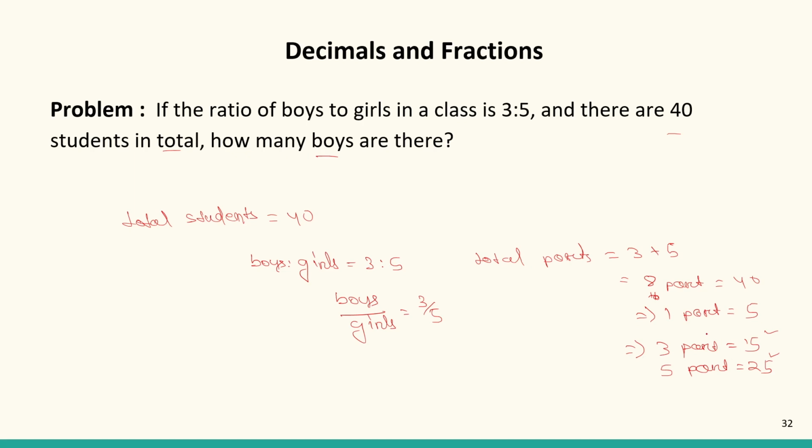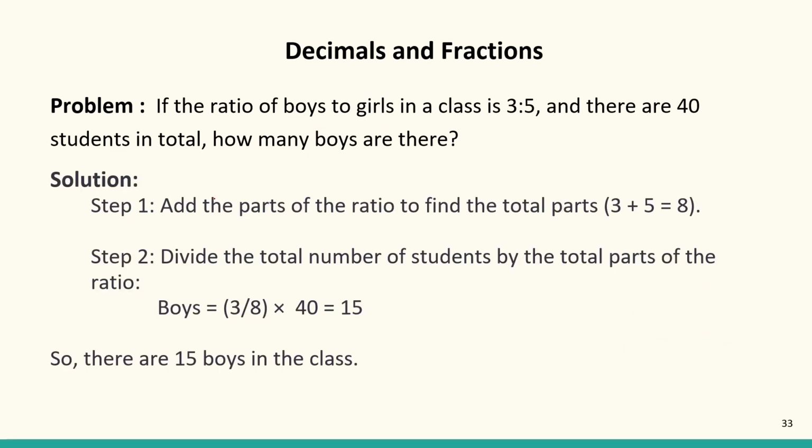Let's see the answer. Now add the parts of the ratio to find the total parts. So we first added them and got 8. So divide the total number of students by the total parts. So what we got was 5 per part, and 3 parts gives 15. So there are 15 boys in the class.